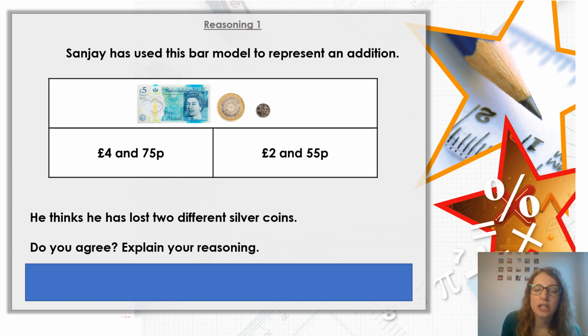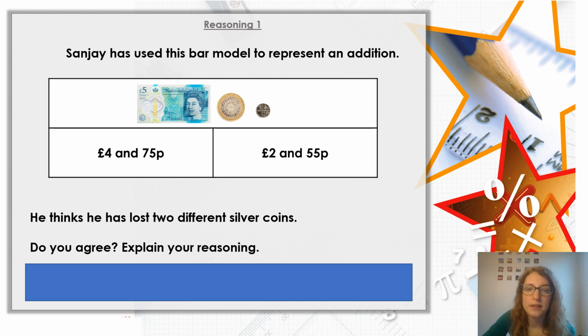And then he's adding two amounts underneath. He thinks he has lost two different silver coins. So for this we need to remember what silver coins we have. 1p and 2p are bronze, so we don't include them. So we've got 5, 10, 20 or 50p coins for this. Do you agree that he has lost two different silver coins? Explain your answer. Add up your two amounts underneath. Do they make the total that's shown at the top? If they don't, what is missing?